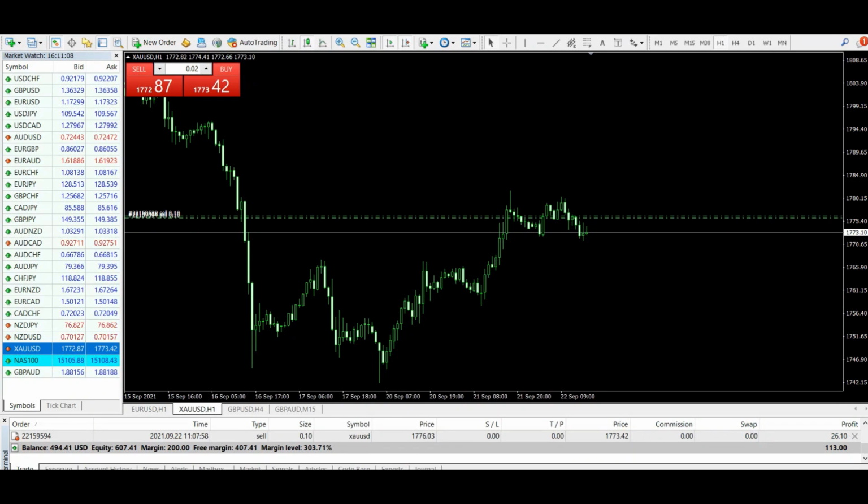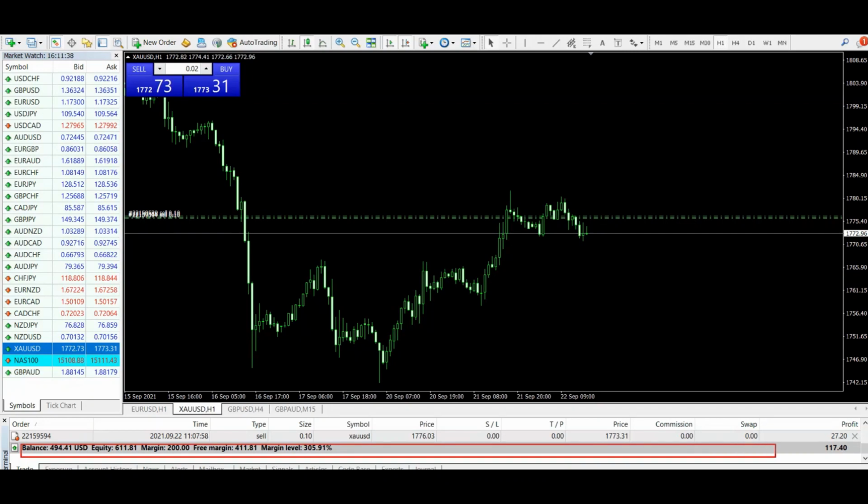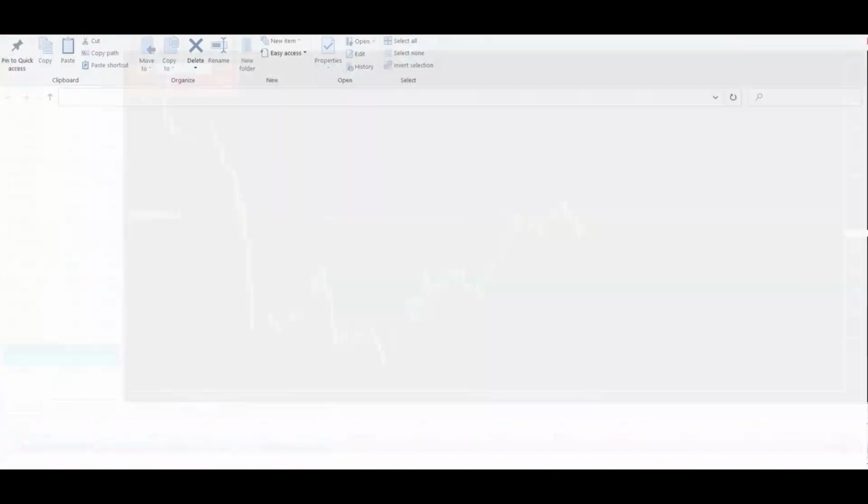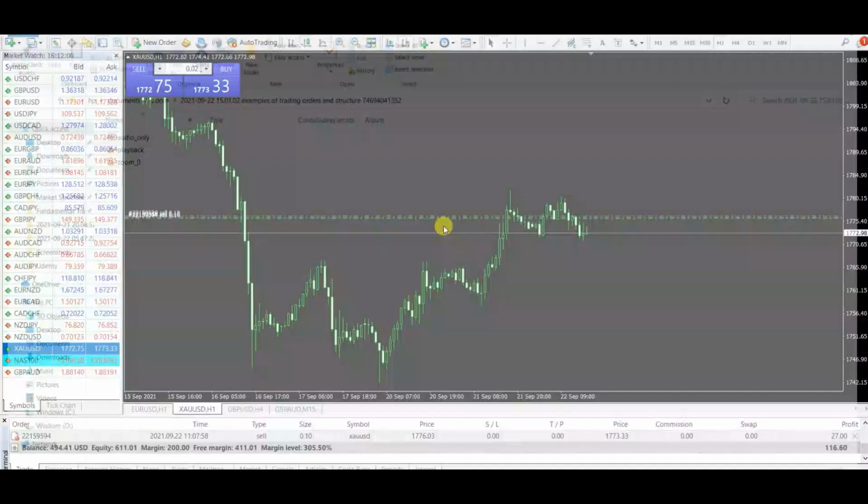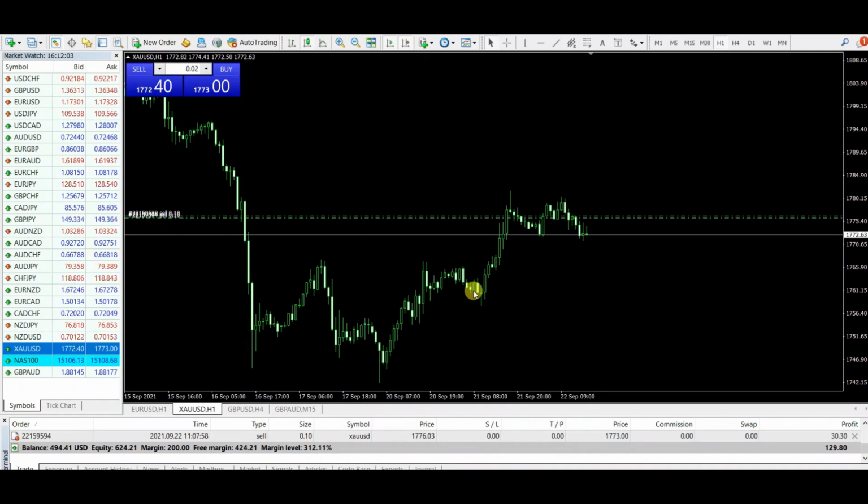And right now, I'm sure you can see some amazing stuffs, and this is what there is, the account and the profit. So the account, the balance was 494, and now because of this same trade, it is sitting at $611 with a 117 profit. Okay, sorry about that.